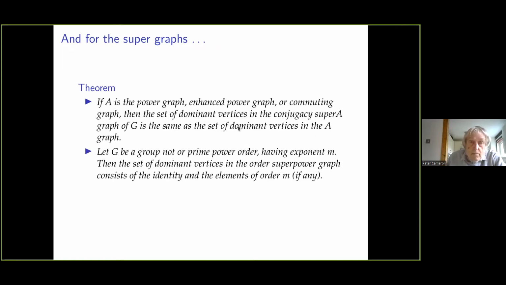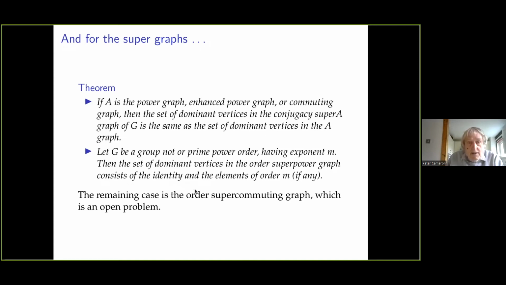If G is not of prime power order and its exponent is M, then the set of dominant vertices in the order superpower graph consists of the identity and the elements of order M, if there are any elements of order M. You remember this was the condition for this graph to be complete: that there was an element of order M, so that the orders of elements of G, the spectrum, are precisely the divisors of M. In this case, if there are elements of order M, then they're dominant, but otherwise just the identity. So we know the answer in that case.